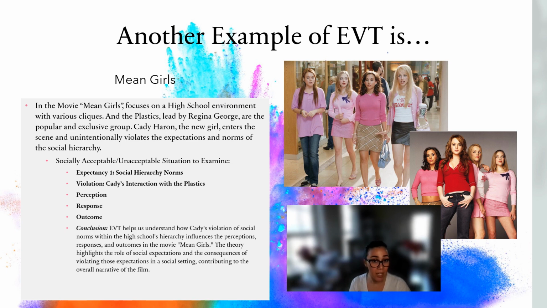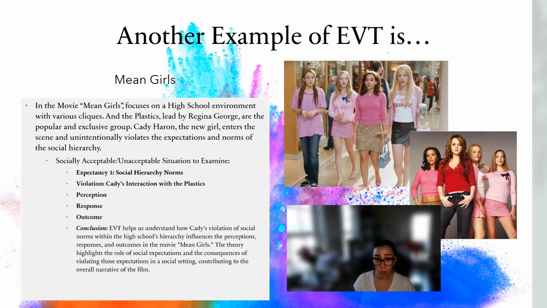So when she comes into play and approaches the plastics with attempts to befriend them, her behavior actually ends up violating the social expectation and norms of how students would be interacting with the popular group. So the perception is that the plastics, especially Regina George, their leader, perceives Katie's behavior as totally inexcusable, unexpected. It is deviated from their social norms, meaning it is not going to be allowed. She is not going to have it.